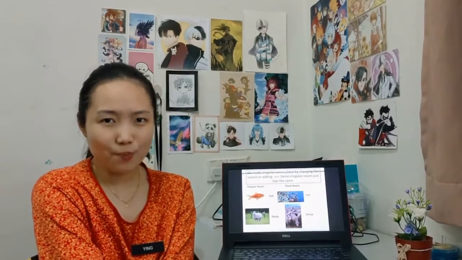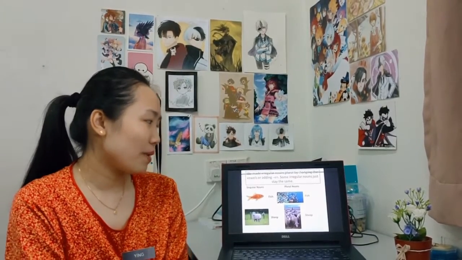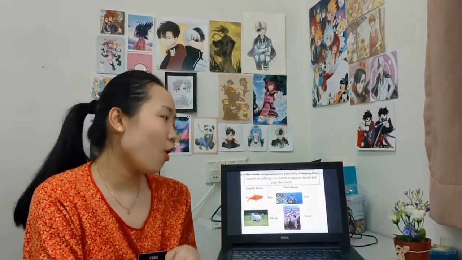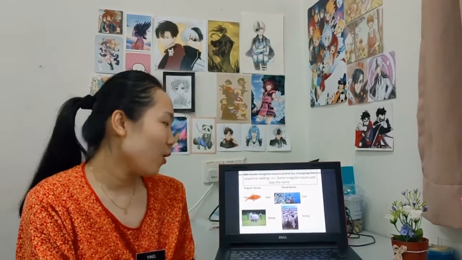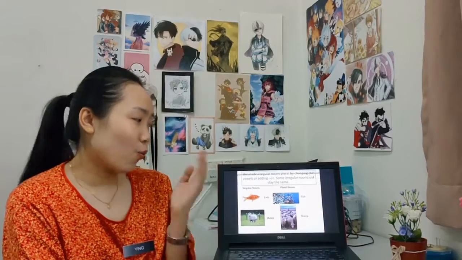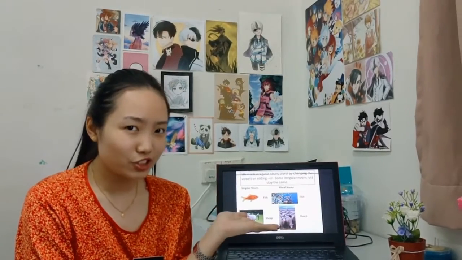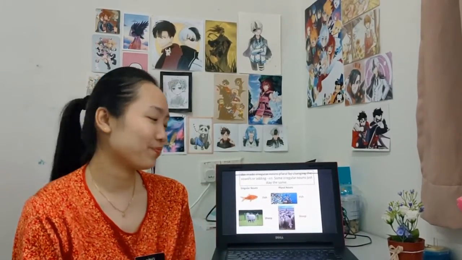This is the example that I gave earlier. No matter if it's one fish or a lot of fish, it stays the same as fish. What about sheep? One sheep and a lot of sheep, and it's still sheep.